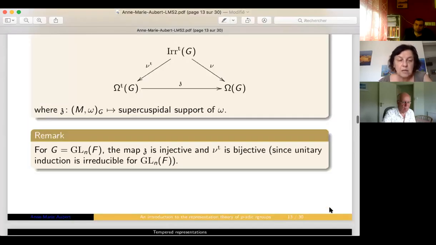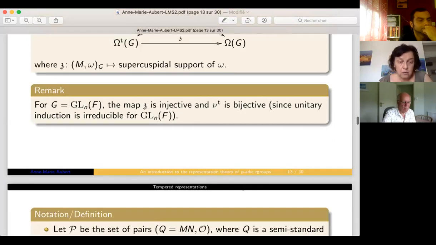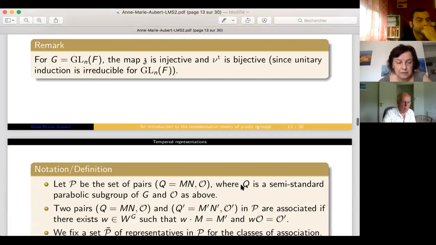In the special case where the group G is GL_N over F, then first the map Z is injective, and the map nu_T is bijective, for the reason that when you take an irreducible square integrable mod center representation of a Levi and you induce, then you get an irreducible representation. Okay, so this relation will show up again later.